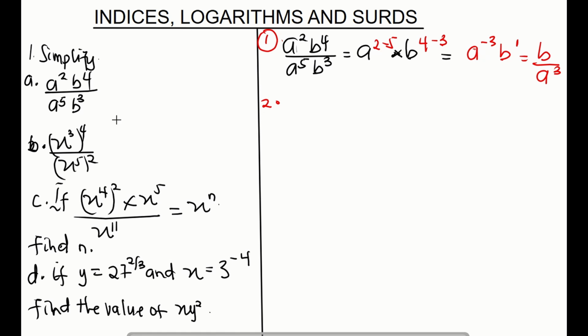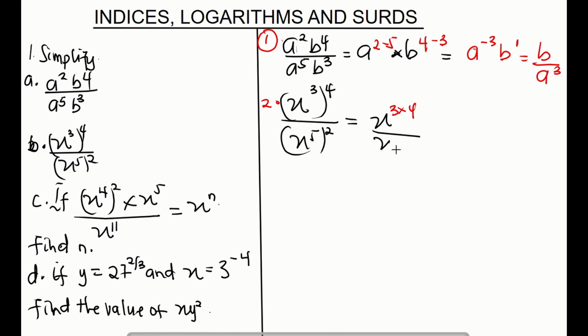For question 2, we have x to the power 3, all to the power 4, all over x to the power 5, all squared. So this is the same as, from the laws, we can multiply the powers. Therefore, we have x to the power 3 times 4, all over x to the power 5 times 2.